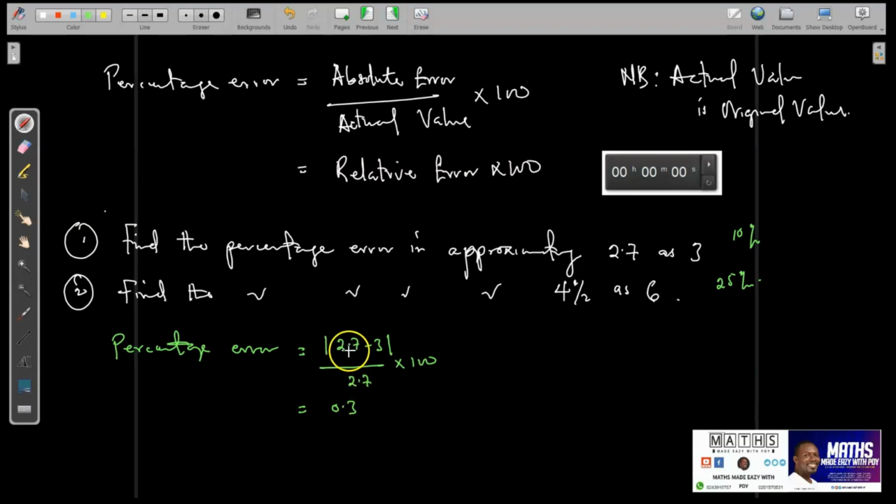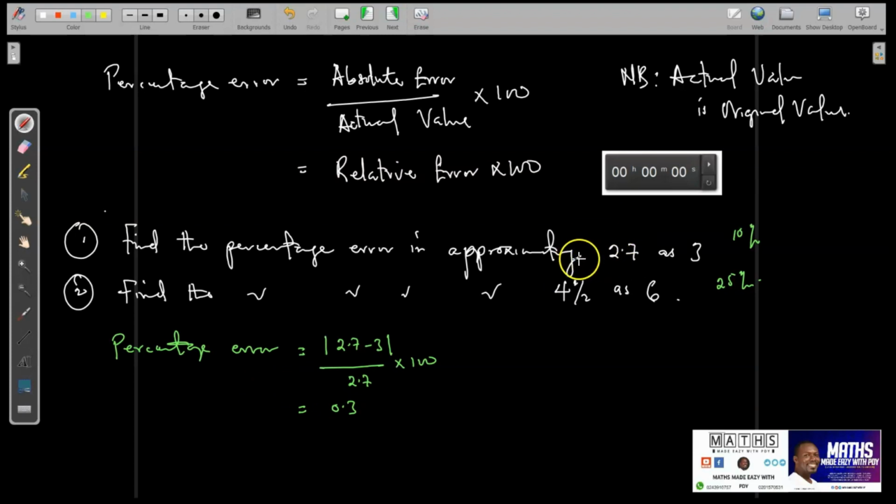As I said, absolute error is the difference between the two numbers you are comparing. When you subtract the smaller from the largest or the largest from the smaller, just put it in between an absolute sign, whereby it is going to change any negative number to a positive number. That is all. Please, are we okay?